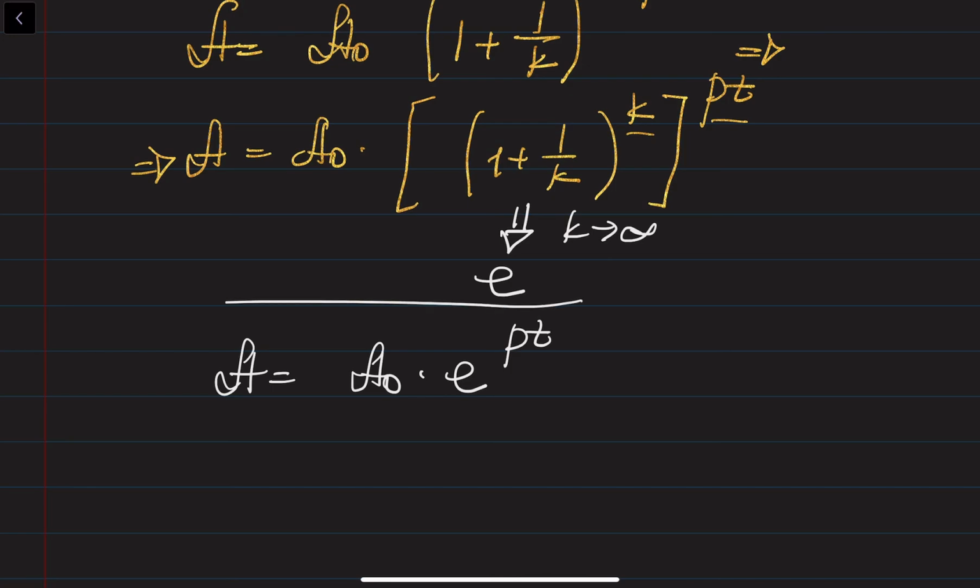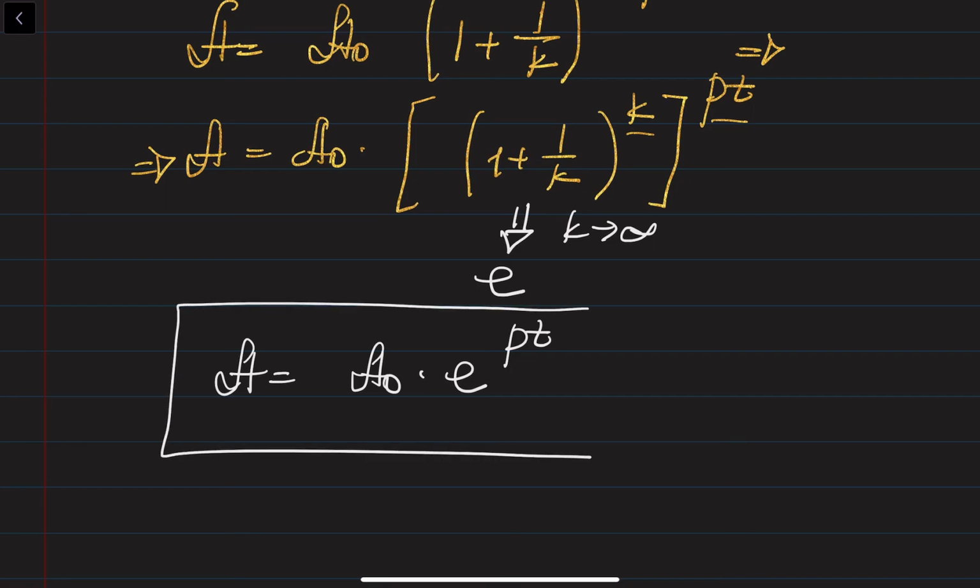So this is how I'm going to calculate the compound interest if my bank is recalculating the interest on a continuous basis, so essentially every second maybe. Okay, so let's do an example.